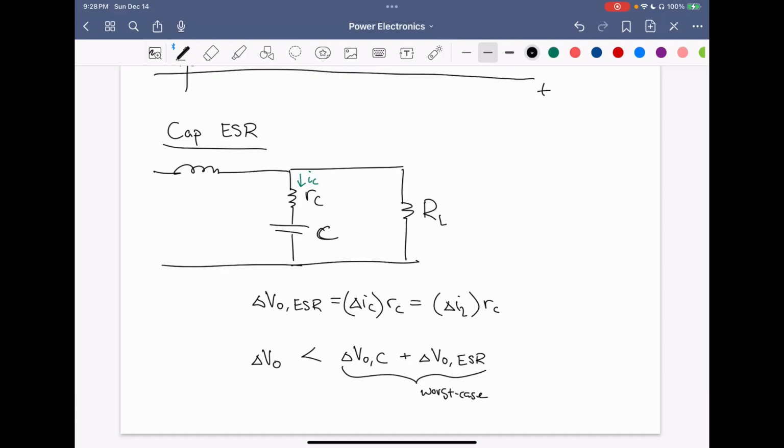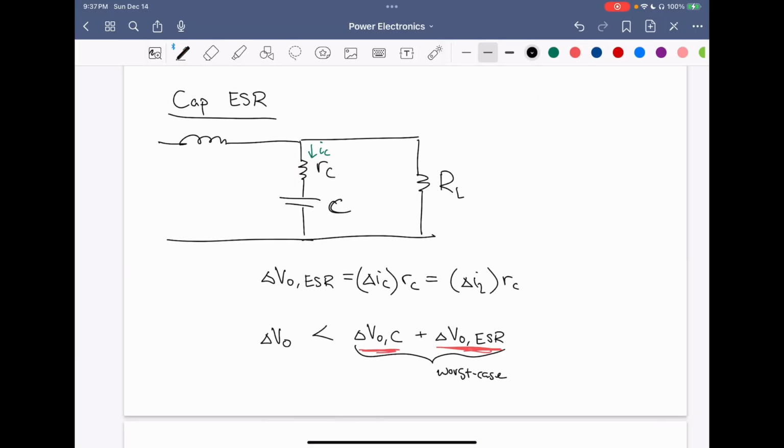However, depending on the design, sometimes the ripple voltage due to the ESR is much larger than the ripple voltage due to the pure capacitance. So that's just something to keep in mind during the design. You will be able to find some information on the ESR from the manufacturer of the capacitor.